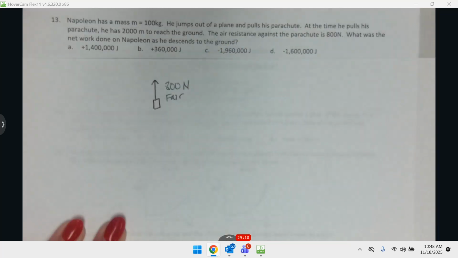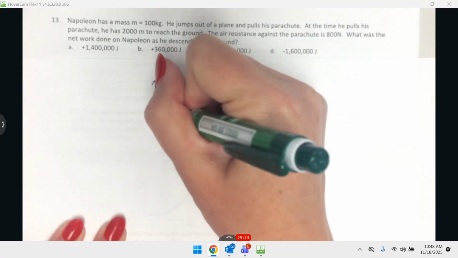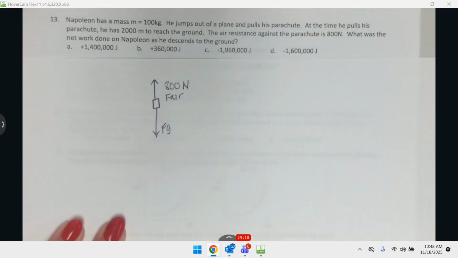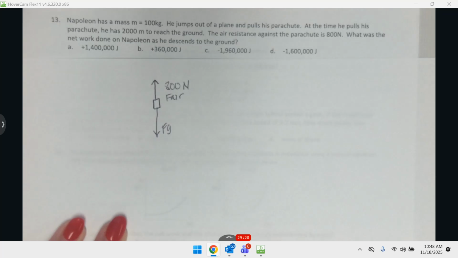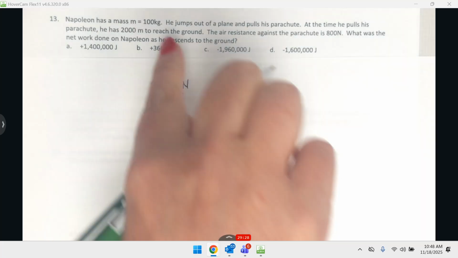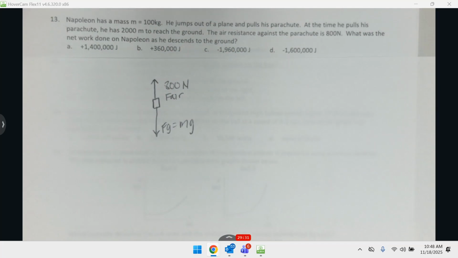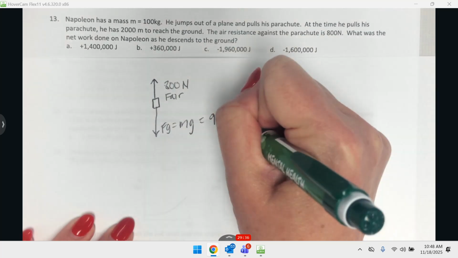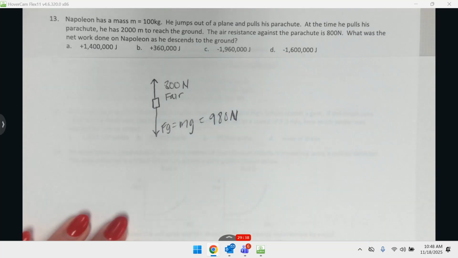That's his air resistance. The downward force that's causing him to fall is his weight. Again, if you have vertical motion, if you're lifting something or if you're falling, that downward force is your weight. Weight is mass times gravity on Earth. We know Napoleon's mass from the question is 100 kilograms, so it's 100 times 9.8, which is 980 newtons. If you weren't sure which arrow to draw longer, now you are. F_G should be longer than F_air, because 980 is bigger than 800. So now we've got it drawn correctly.